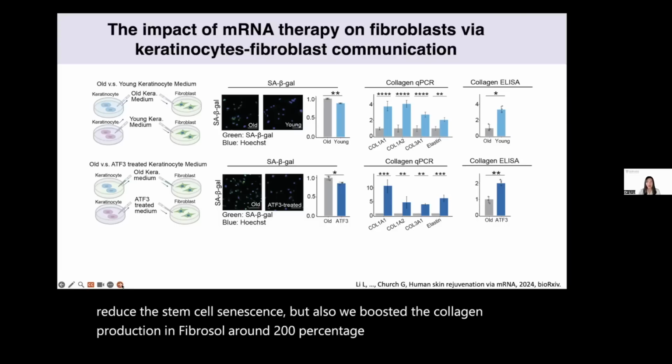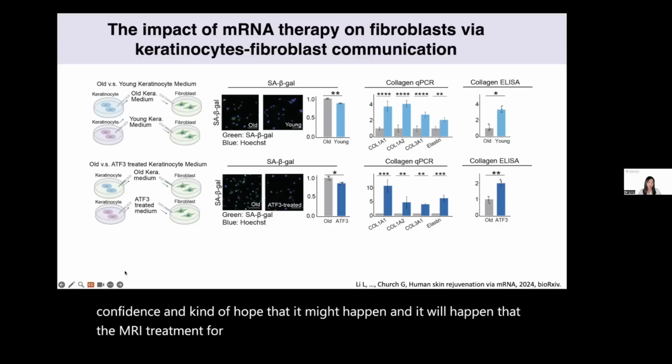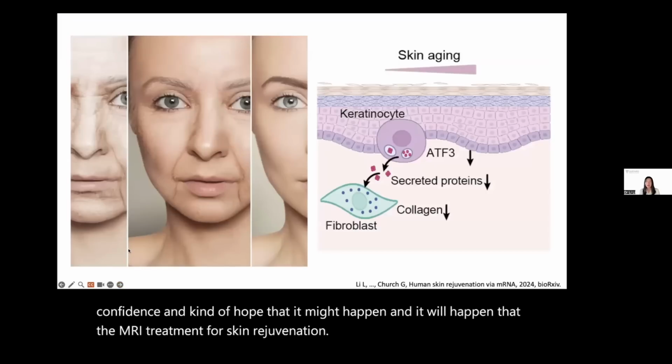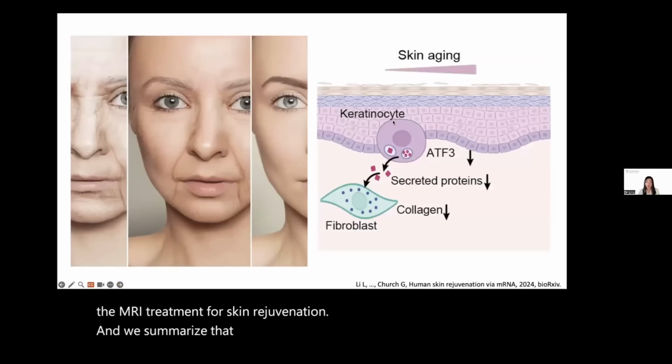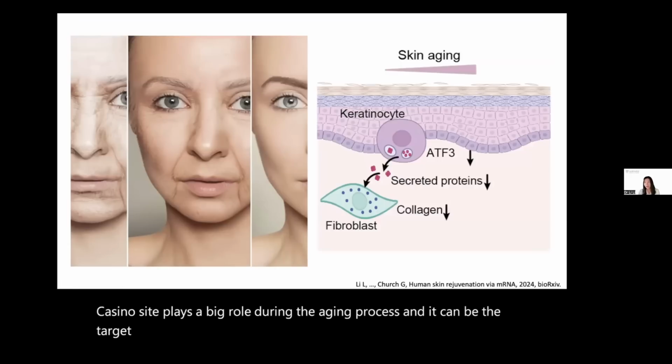So this gives us the confidence and hope that it might happen, and it will happen, that the mRNA treatment for skin rejuvenation works. And we summarize that we found keratinocytes play a big role during the aging process, and they can be the target cell type for us to develop the treatment.